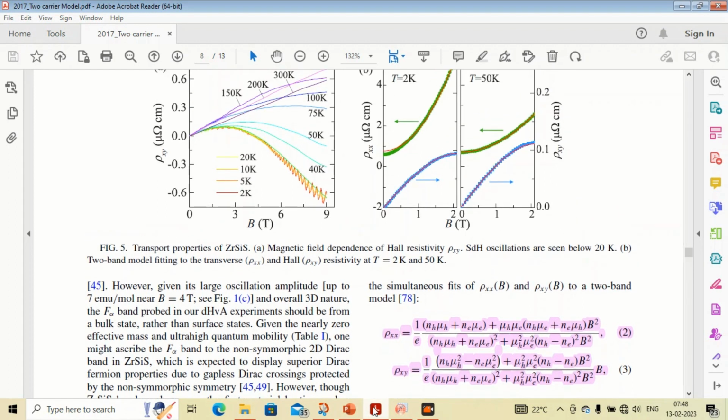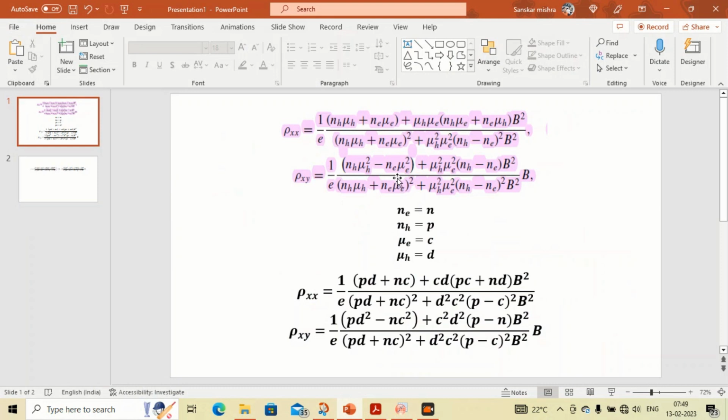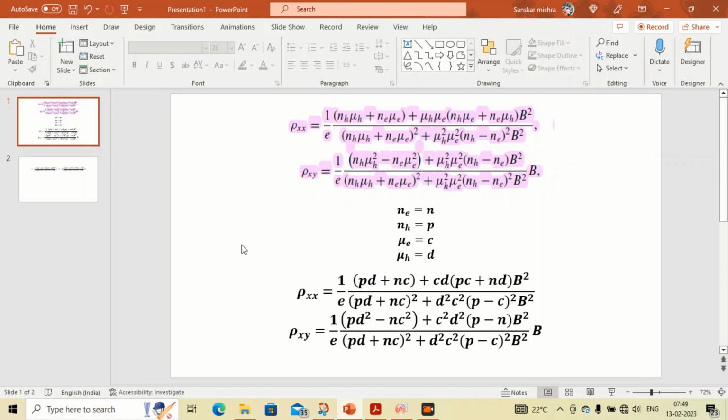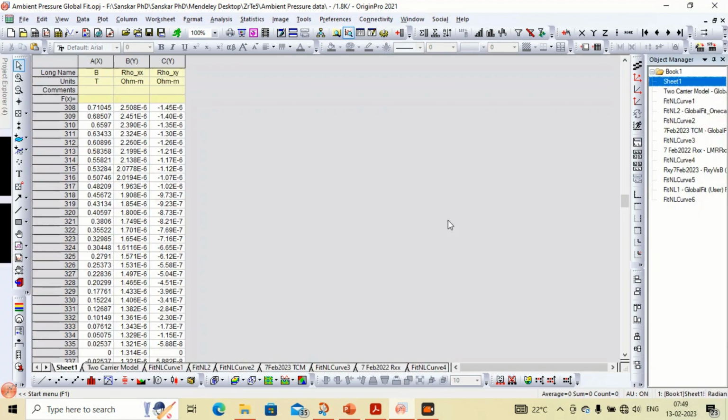So this is the formula for the two carrier model. I have just copied it from the paper, and because it is difficult to write nh mu h and ne mu e, I have replaced ne, the number of electrons, by n, nh, the number of holes, by p, mu e, the electron mobility, by c, and mu h, the hole mobility, by d. And I have simplified this formula somewhat in the same manner. Now I will add this formula to Origin, and will try to show you how to fit some data based on these two formulas. So this is my data.